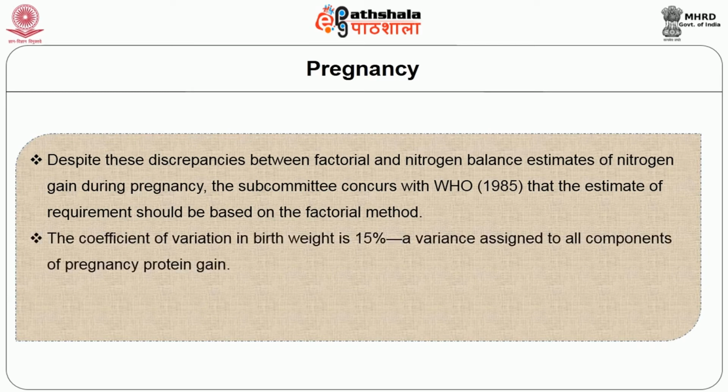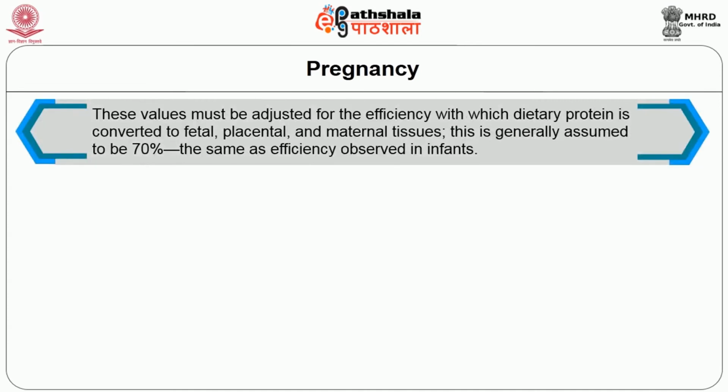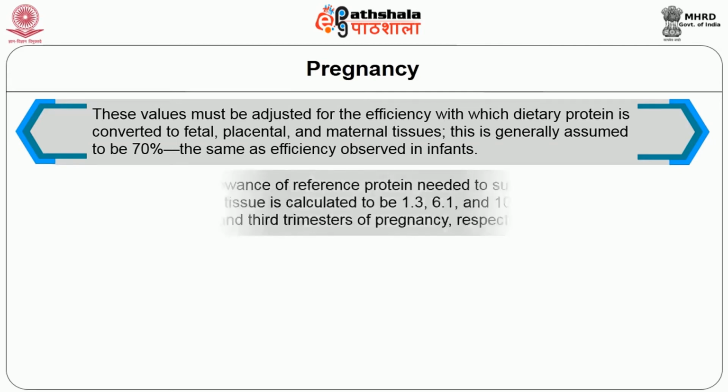The coefficient of variation in birth weight is 15%, a variance assigned to all components of pregnancy protein gain. The average storage value is thus increased by 30% to include the protein gains of virtually all healthy women during pregnancy. These values must be adjusted for the efficiencies with which dietary protein is converted to fetal, placental and maternal tissues, as observed in infants.